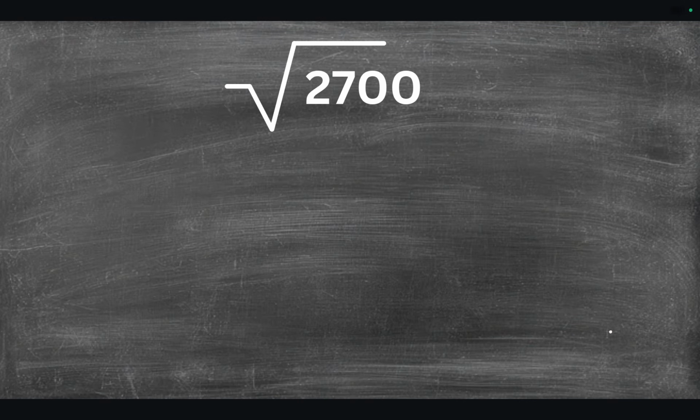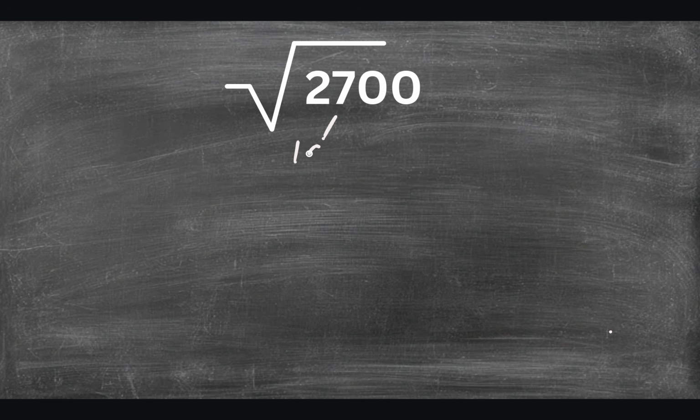In this video, let's go over how to simplify square root 2700. And step one is we need to identify all of the prime numbers that multiply together to equal 2700. And I like to use a factor tree.